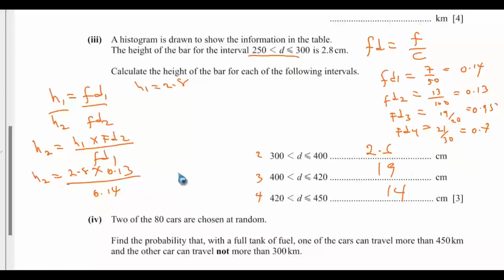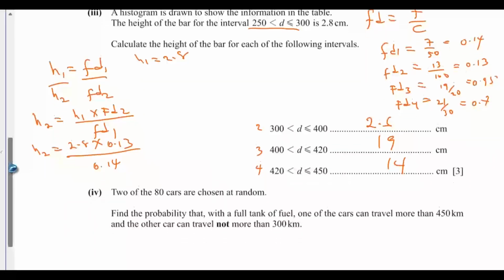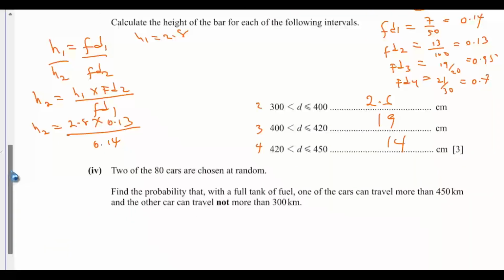Okay, straight away. Roman figure 4: 2 of the 80 cars are chosen at random. Find the probability that with a full tank of fuel, one of the cars can travel more than 450, that is greater than 450, and the other car can travel not more than 300, that is less than or equal to 300.